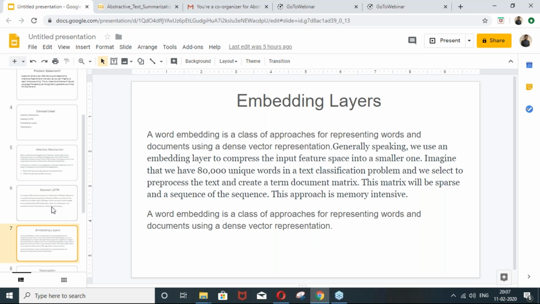So the third concept which is used is the embedding layer. You might know about the one hot vector, that is the conversion where we are converting into a matrix.